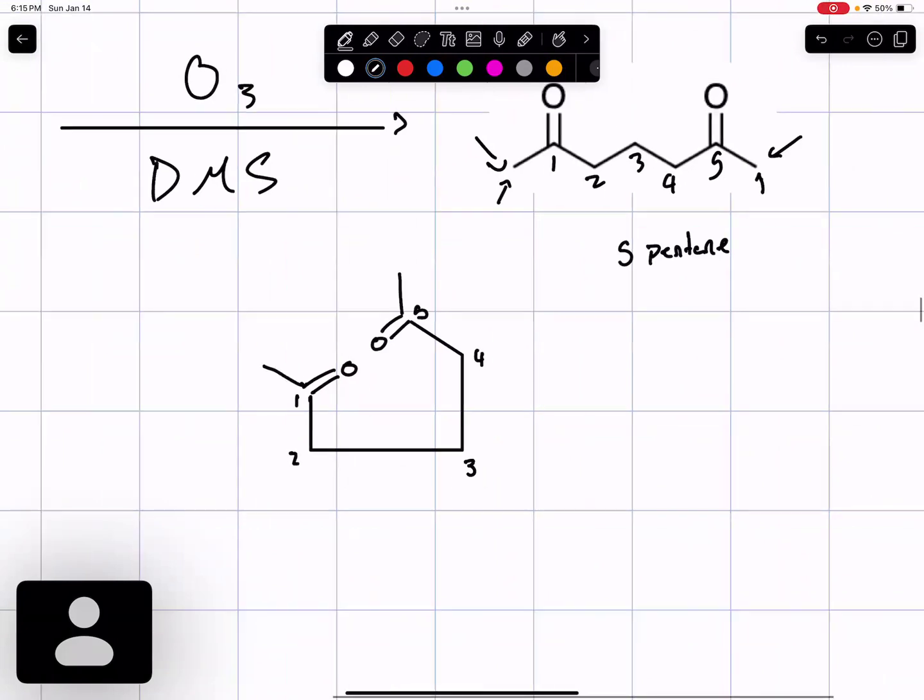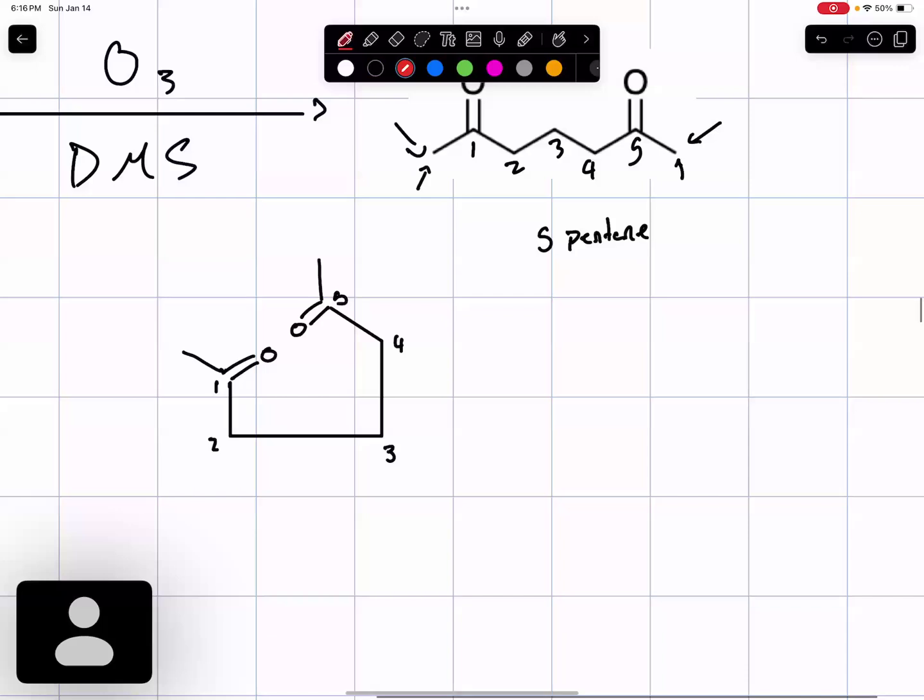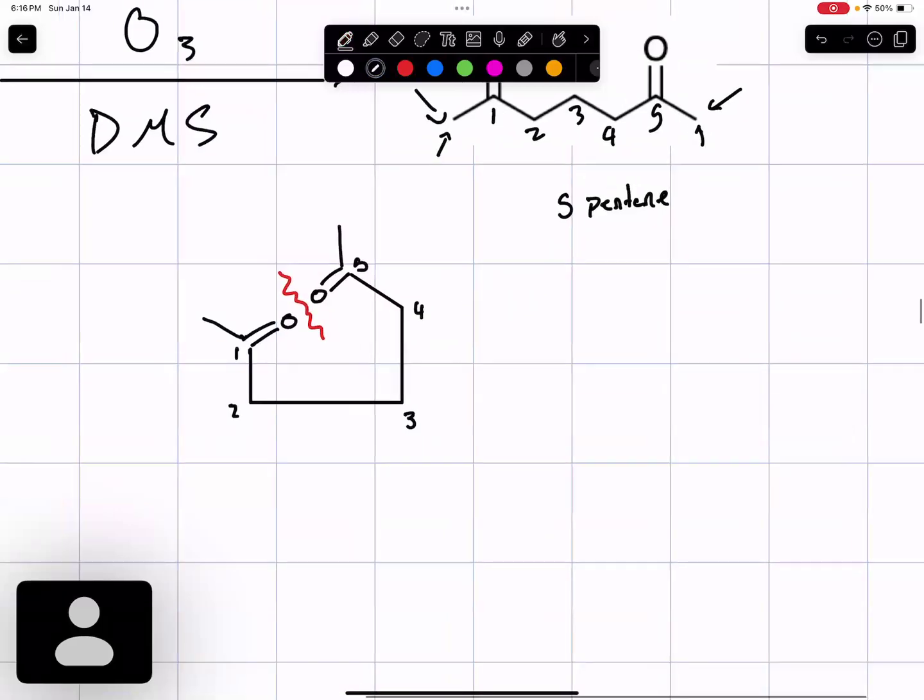You see? And so if we were to connect this, originally that's where that alkene basically split. So let's draw that. Basically, we're just drawing this molecule. So that cyclic pentene ring.